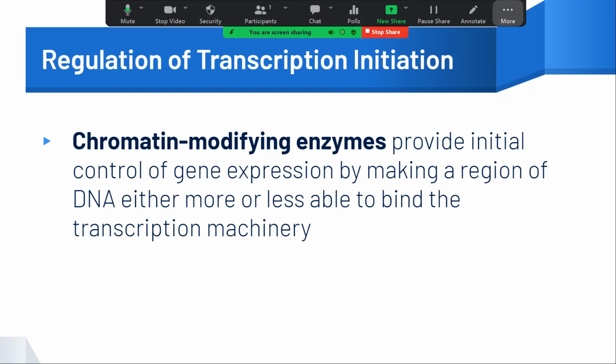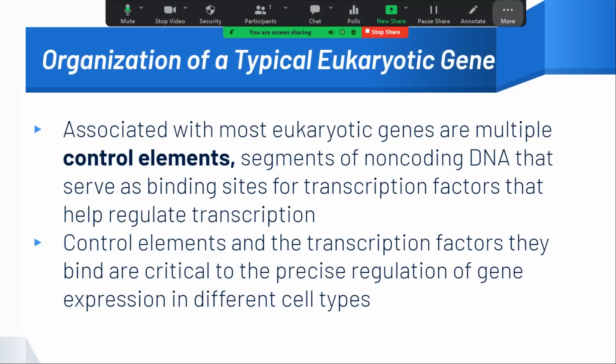Chromatin modifying enzymes can also affect transcription. Those chromatin modifying enzymes are going to provide initial control of gene expression by making certain regions of the DNA either more or less able to get the transcription factors and the transcription machinery to bind onto it. And so that could either enhance or slow down transcription.